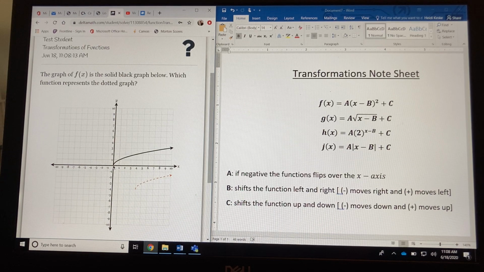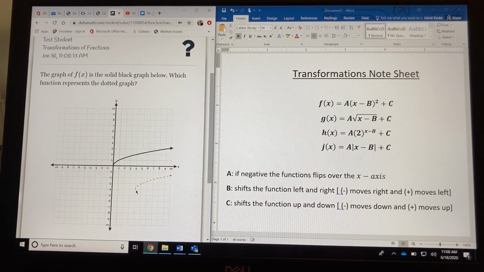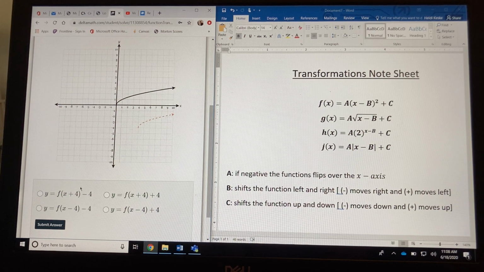So if I look from this point here, to get to the new dotted one, I would have to go down 1, 2, 3, 4. So I know on the outside, it's going to be a -4. And I would also have to go to the right 1, 2, 3, 4. So I know on the inside, it's going to be, sorry, down 4 means outside is -4. To the right 4 means inside is also -4. So on the outside, I need the -4 to go down, and then to go to the right, I need the -4. So your answer would be this one here.